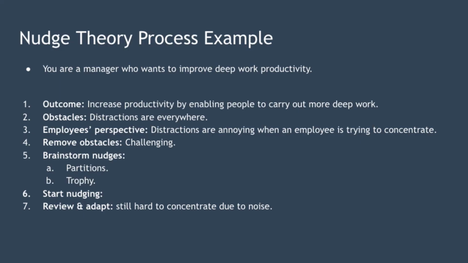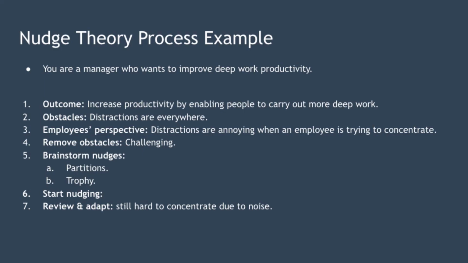So the second option you come up with is to introduce a trophy. Now, when a person puts the trophy on their desk, it means they are trying to do deep work and should not be disturbed under any circumstance. This idea builds on the herd mentality bias. Once some of the team start observing the rules of the trophy, the rest should follow. So step six is to start nudging, and that just involves telling your team about your trophy idea.